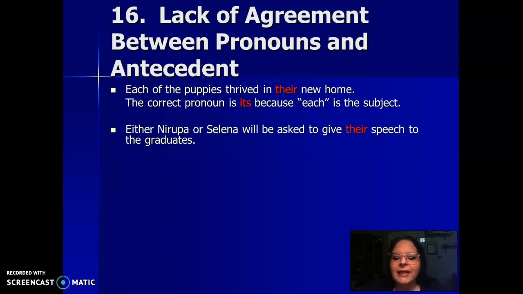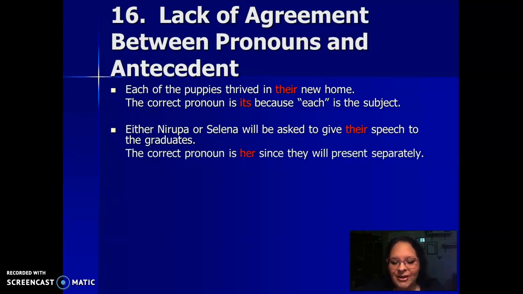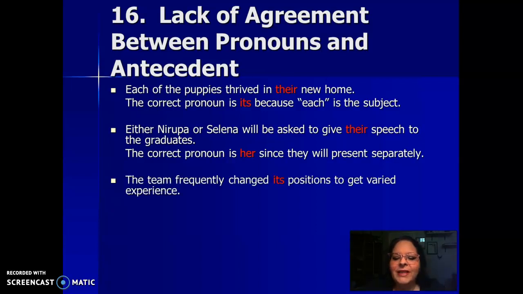Either Nirupa or Selena will be asked to give their speech to the graduates. Well, if it's either or, it's not their speech. They each have separate speeches. So it's either Nirupa or Selena will be asked to give her speech. The team frequently changed its positions to get varied experience. Well, team is a group of people, so it's their positions, not its positions.